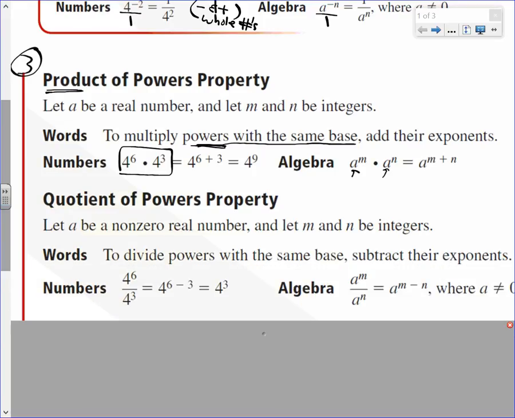Okay, this is multiplying. Product means multiplying. What if you're going to divide now? What if you're dividing now with the same base? This is the 4th rule. It's very related to the 3rd rule. The only difference is that we're dividing instead of multiplying. But everything's the same, with a slight adjustment.